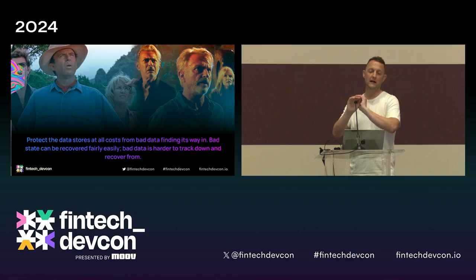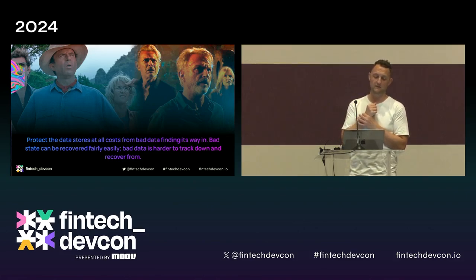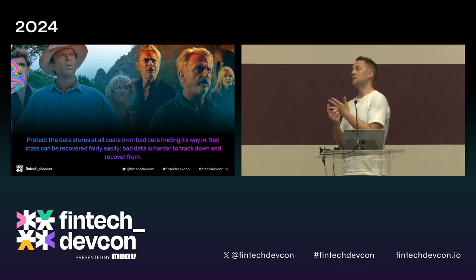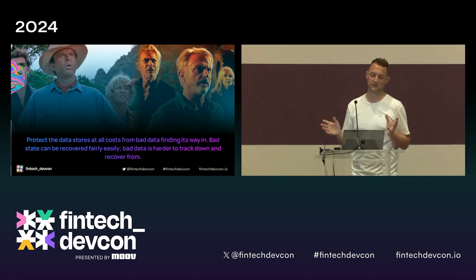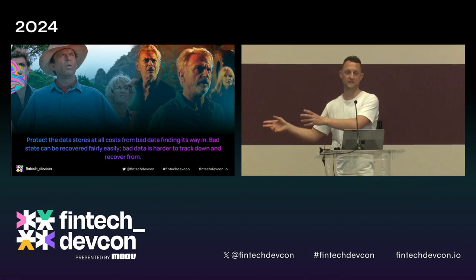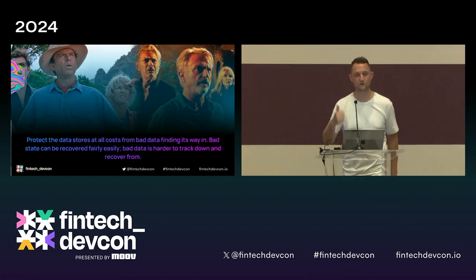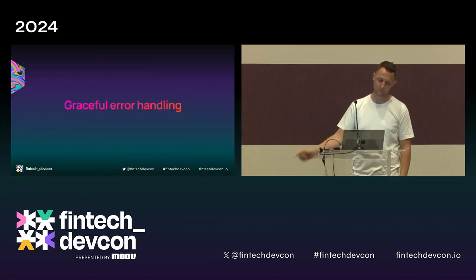Protect the data store at all costs. You don't want bad data finding its way in. Bad state can be fairly easily recovered from, but bad data is hard to track down, it's hard to recover, and more insidiously, you may not notice. So errors could be swallowed, bad data could get in, and you have no idea until 6 months later someone says, where on earth is this thing? And you find out it never stored correctly, or it lost it.